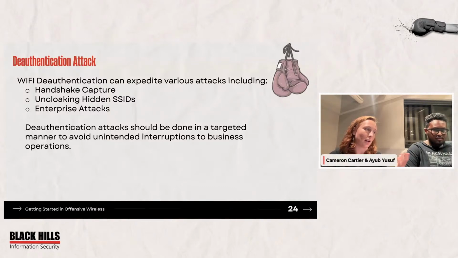Similar to deauthing clients to capture handshakes, there are various enterprise attacks, such as versions of the evil twin, where you are running your own access points, either in the parking lot or competing with the real access point. Deauthing clients can give you a better chance that one of those will then try to connect to you rather than the legitimate access point. You can broadcast deauthentication packets. It's fairly easy to do. We recommend using targeted attacks to avoid unintended disruptions to business operations.